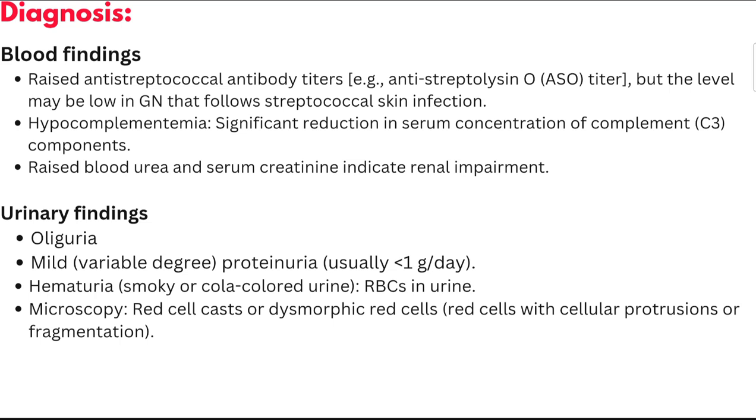Turning to urinary findings, note the presence of oliguria or reduced urine output, which reflects decreased kidney filtration. Proteinuria is typically mild, with protein excretion usually below 1 gram per day. Hematuria is another critical finding, where the urine may appear smoky or cola colored due to the presence of red blood cells. Under microscopy, you might observe red cell casts or dysmorphic red cells, which are red cells with unusual shapes or protrusions, a hallmark of glomerular damage.